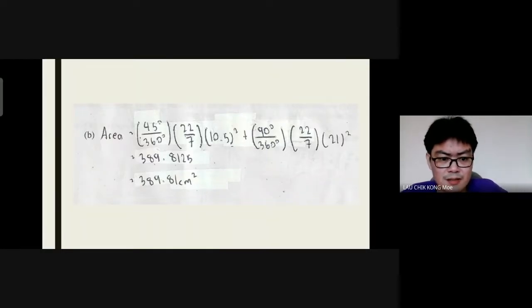Okay, Nazim, wait. Just now, Joseph's answer for B area is 389.8. I forgot that the question said the answer should be correct to 2 decimal places. So Joseph, your part B needs to change to 389.81. The correct answer should be 389.81, because the question instruction says 2 decimal places. So well done, Nazim.